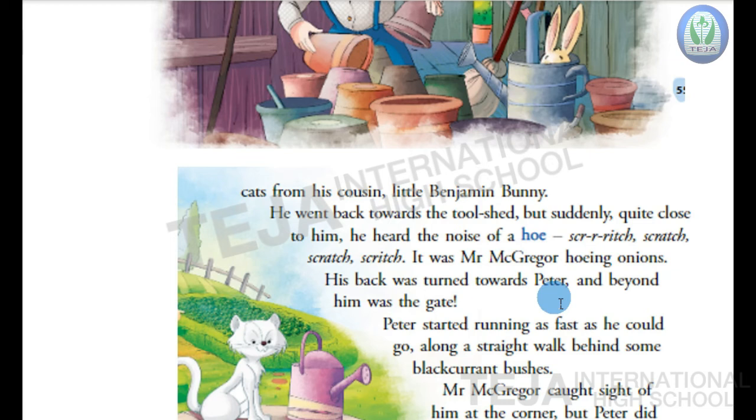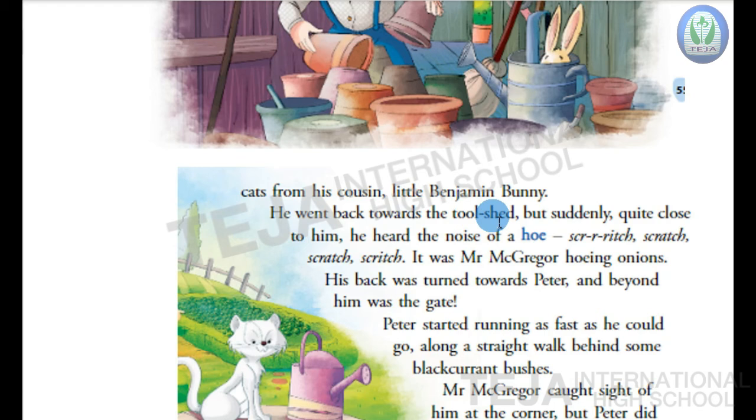There, suddenly, what happened? Peter went very close to Mr. McGregor. Then he heard the noise of the hoe. Hoe means here a tool which had a long handle. So he is trying to dig the soil so that he can sow the onions. So the sound is coming like scratch, scratch, scritch, as Mr. McGregor is sowing the onions.